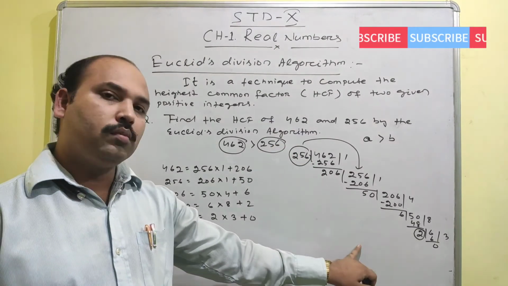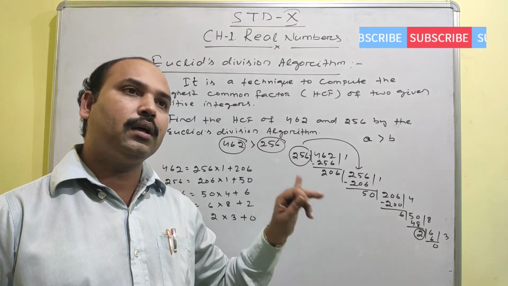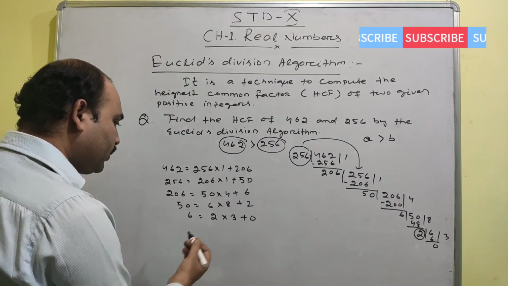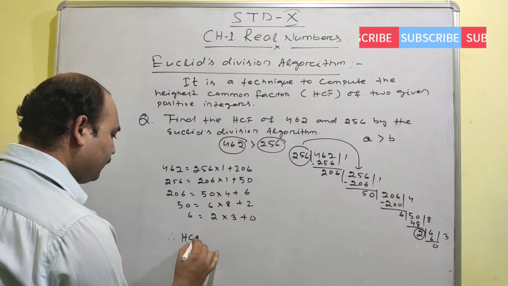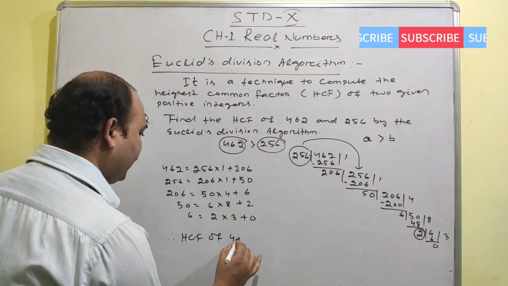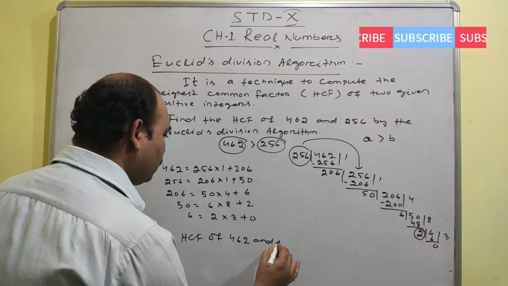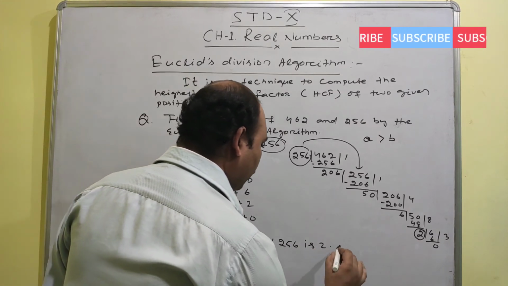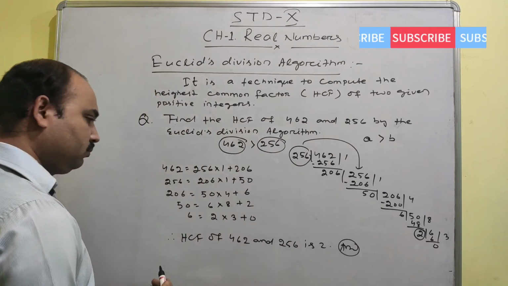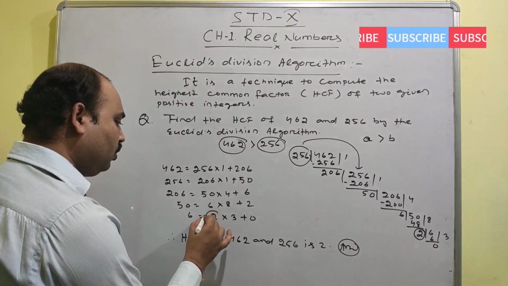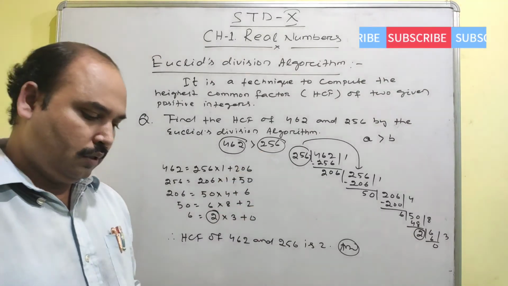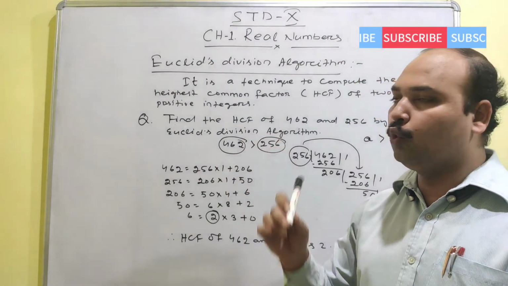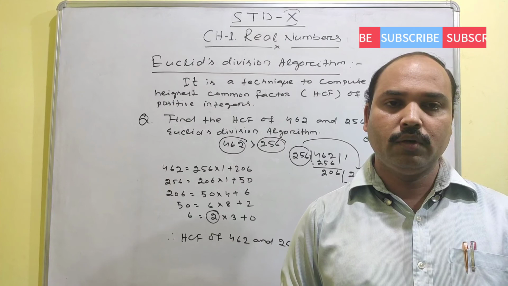We have to continue this process until we get the remainder 0. When you get the remainder 0, then we get the HCF. Here the HCF of 462 and 256 is 2. Okay? So that is the answer. In this process, we can find the HCF of any two given numbers. Okay friends?